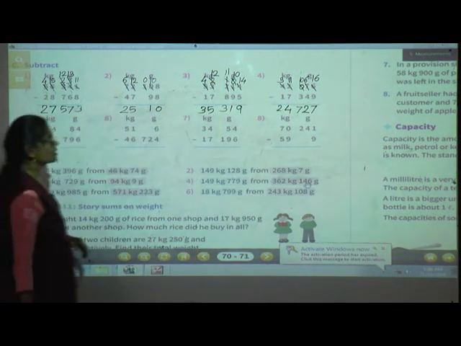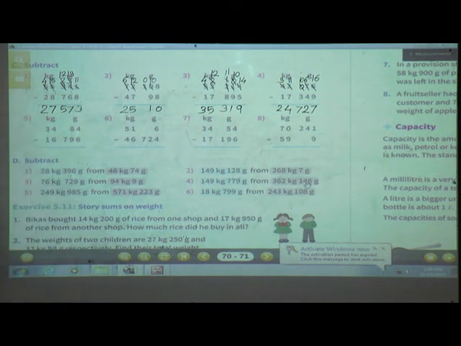So what is the answer? 24 kilogram 727 gram. Understood? Okay, now see this fifth example. 34 kilogram 84 gram minus 16 kilogram 796 gram.